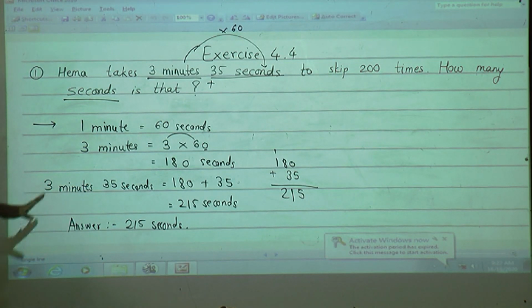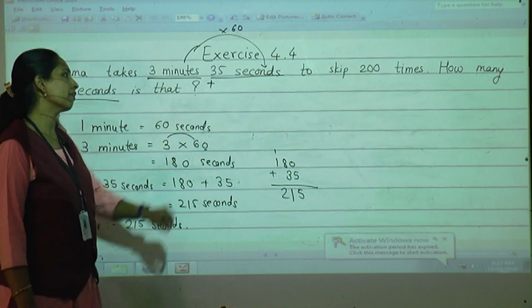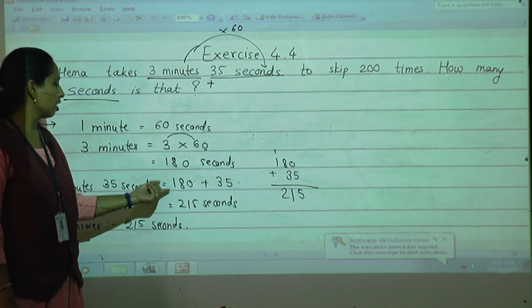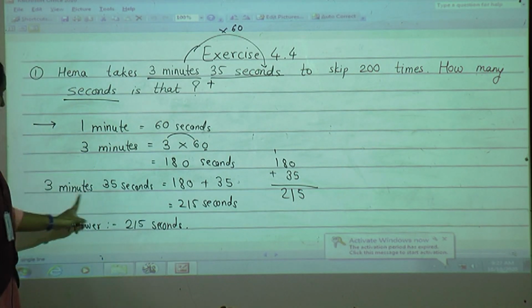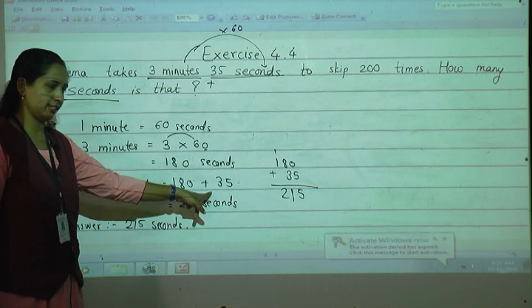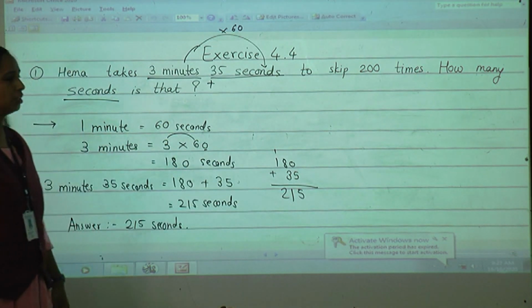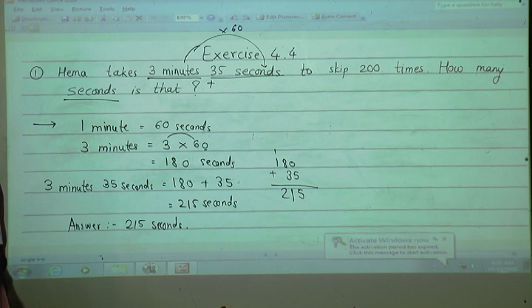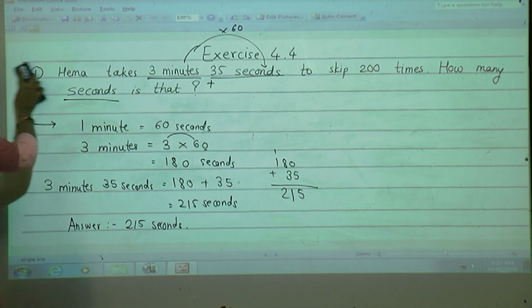But here it is not completed. We have to add 35 seconds also. So I have written both together, 3 minutes 35 seconds. 3 minutes means 180, and 35 as it is. So do the rough work of the addition. 180 plus 35, so we get 215 seconds. So what is the answer? 215 seconds. Clear? Very good. In the same way, the second example is there, so you are going to solve it on your own. If you have any doubt, you can ask me in Google Meet.